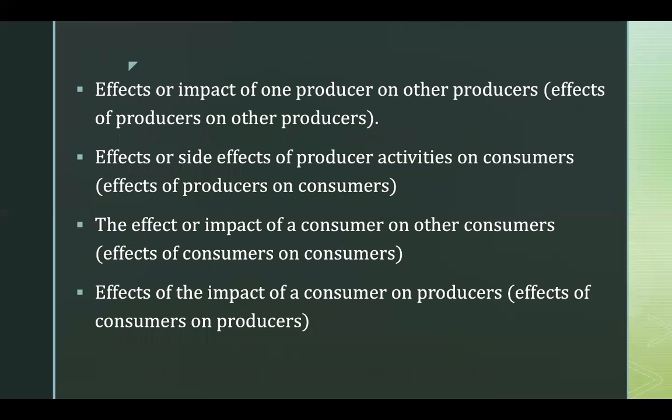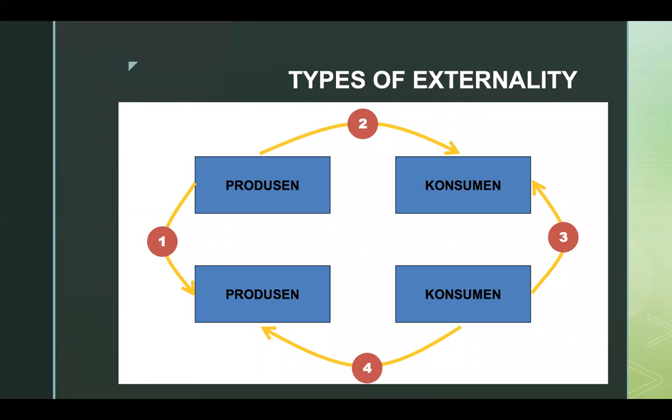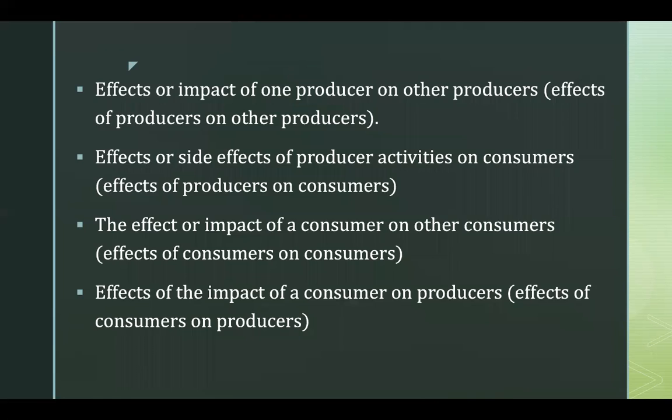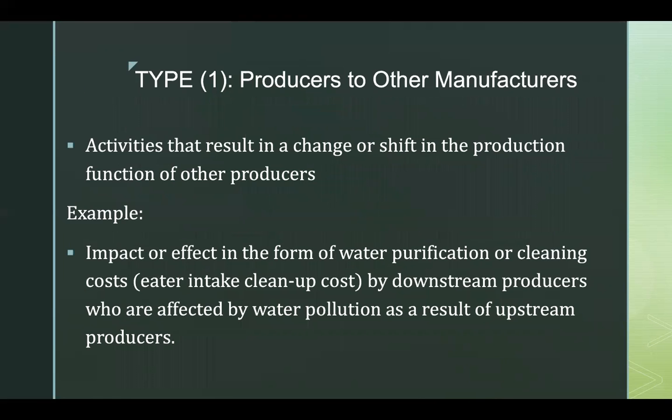The effect or impact of one producer on another producer. So this one is a cycle. One can affect two, two can affect three, and three or four can affect one, two, and three. So first, type one, producer to producer.